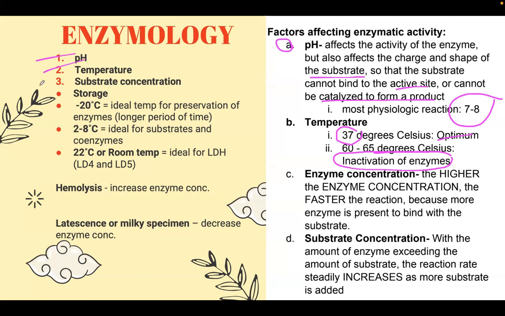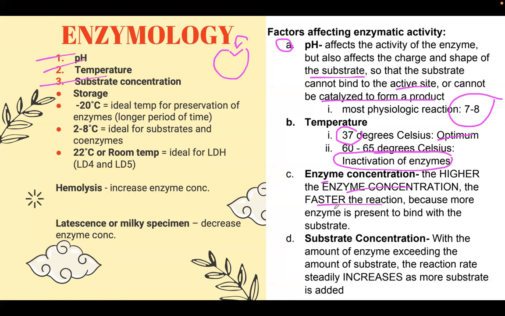Next is the substrate concentration. So matatandaan, meron tayong two major components for the enzyme. We have your enzyme, and then may active site ka dyan, and then meron kang substrate na kakabit. Okay, the enzyme concentration surely does affect the enzymatic activity in a way that the higher the enzyme concentration, the faster the reaction. So mas marami yung enzyme concentration mo, mas mabilis yung reaction because more enzyme is present to bind with the substrate.